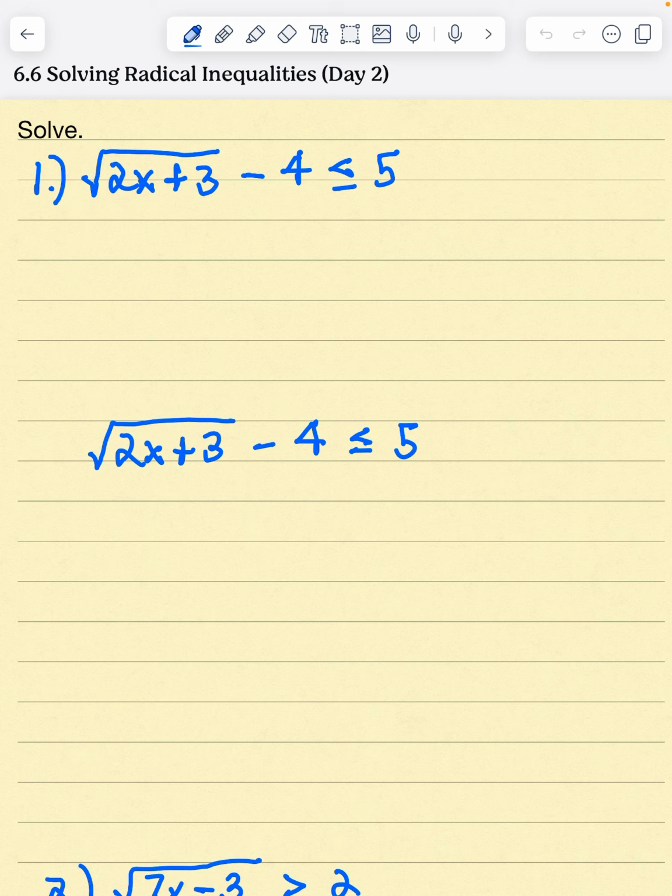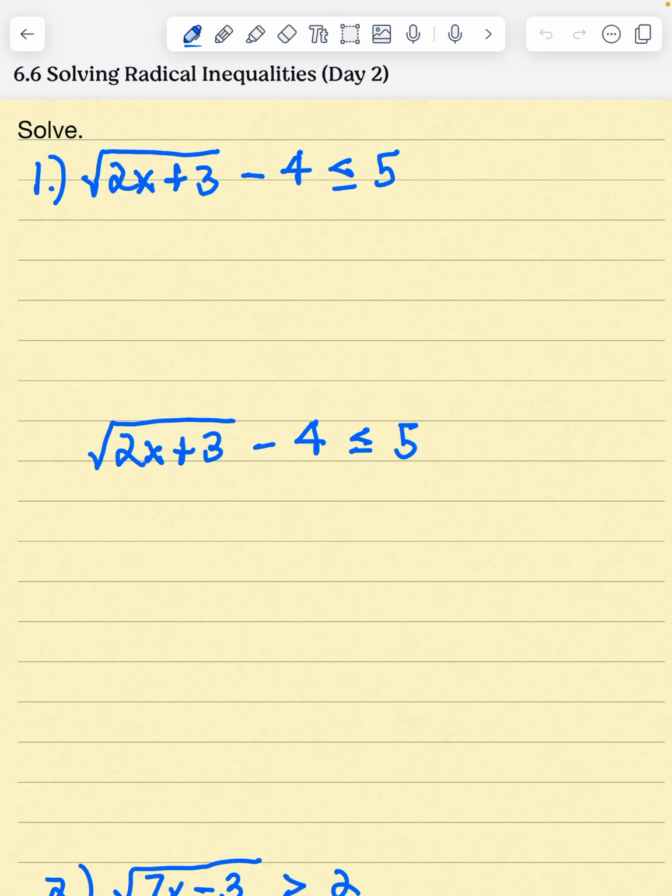To solve a radical inequality, it will be similar to solving a radical equation in some regards, but different in others. If the index is even, which all of ours will be, since they are square roots, we have to identify the values of the variable for which the radicand is non-negative. That's because we can't take an even root of a negative. That's going to play into our solution.